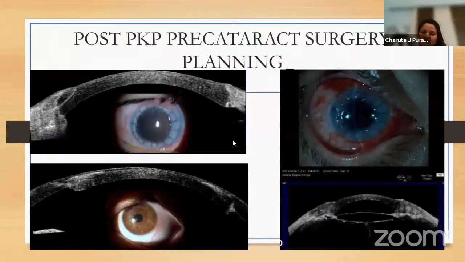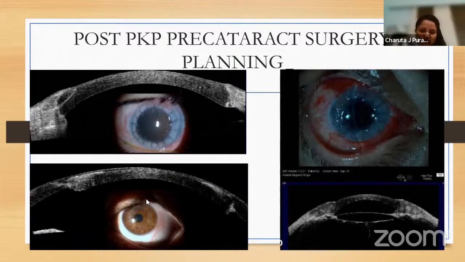These are three clinical scenarios, wherein in the first case, there is aphakia and the host rim is very hazy. So AIOS shows disparity in the thickness of host and the donor, and can help in planning the incision and the direction of the keratome as well.